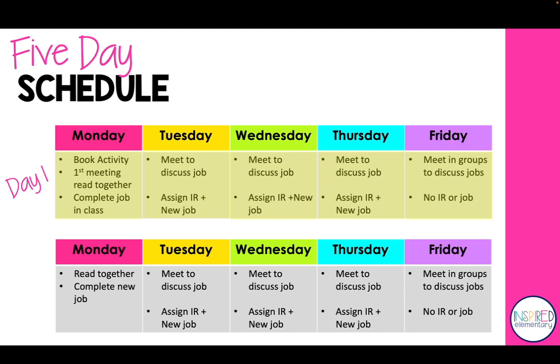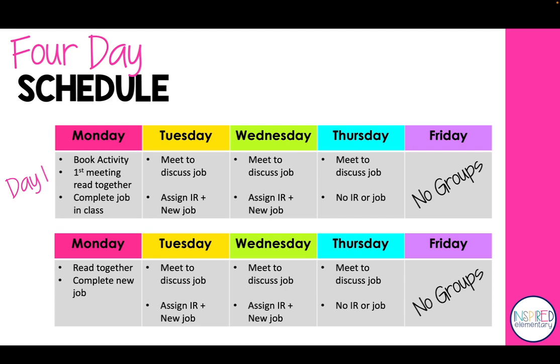When students return on Monday, they begin by reading a new section of text together, or you can make it independent reading, and then they'll begin their new job. The routine follows on for the rest of the week and repeats until students finish their book. Usually, literature circle books take anywhere from 1 to 3 weeks to complete. I wouldn't have it go on much longer than 3 weeks in elementary.